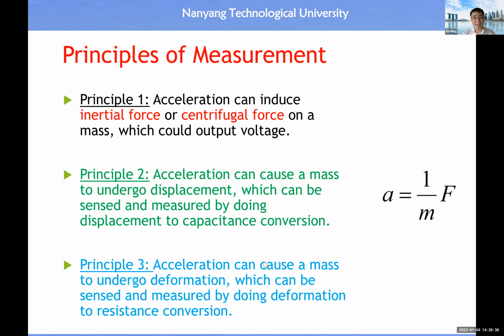The third principle is to make acceleration cause a deformation on a special mass, and such deformation will make the resistance of a special material change its value. Then by measuring resistance, we should be able to measure acceleration. So these are the three popular principles for us to follow in order to guide the design of the sensing and measurement system for acceleration.